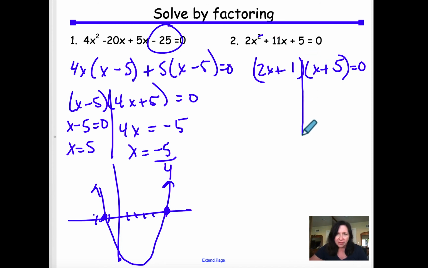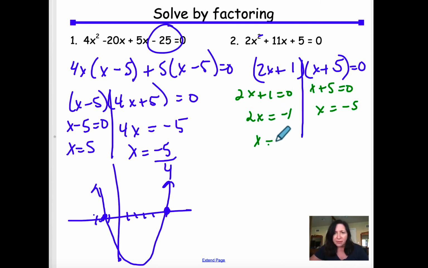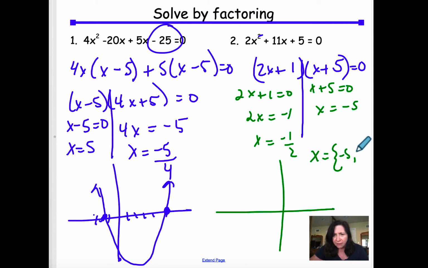So I'm going to split these up. I'm going to set them both equal to 0. So x plus 5 equals 0, so x equals negative 5. 2x plus 1 equals 0, 2x equals negative 1, x equals negative 1/2. So my solutions for this, put them in solution sets like this: x equals negative 5 and negative 1/2. That's the correct way to write that.